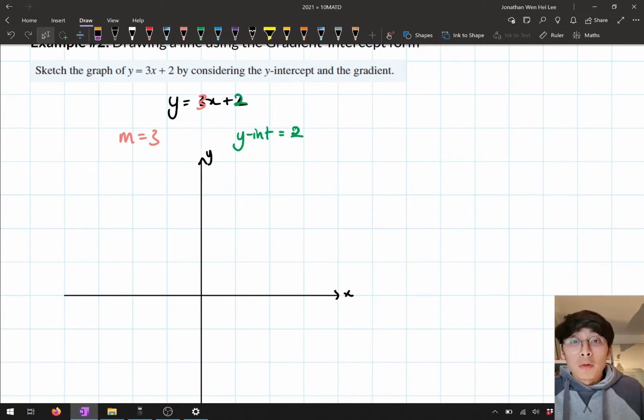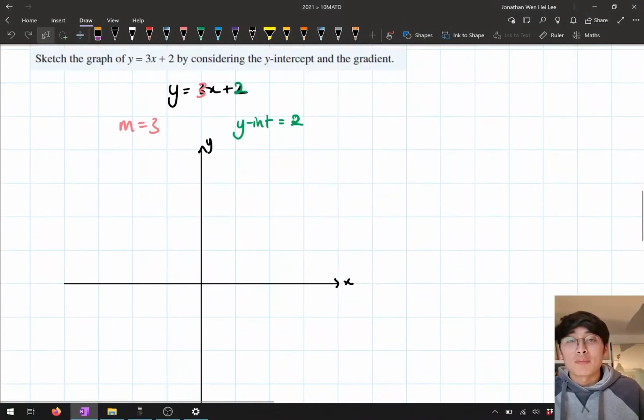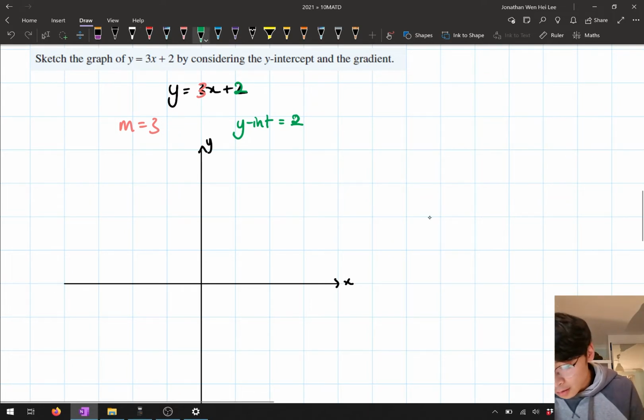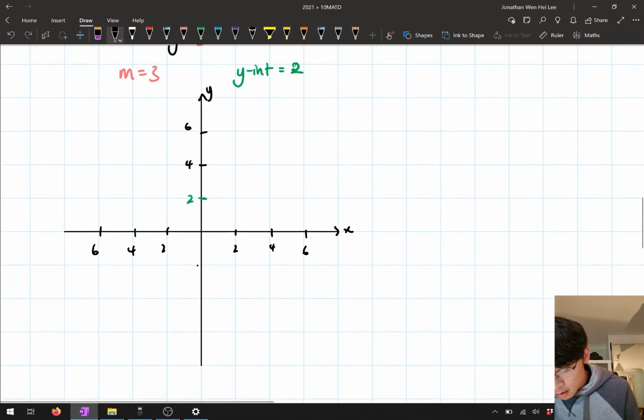What we're going to do now is plot the y-intercept on the y-axis. So my y-intercept is 2. So what this means is I'm just going to go to where 2 would be on my y-axis. Now, I know the grid is going up by 1s, but in this case, I'm just going to make it go up by 2s each time. So 2, 4, 6, and the same here. Negative 2, negative 4, negative 6. I realize I should put some negative signs here.